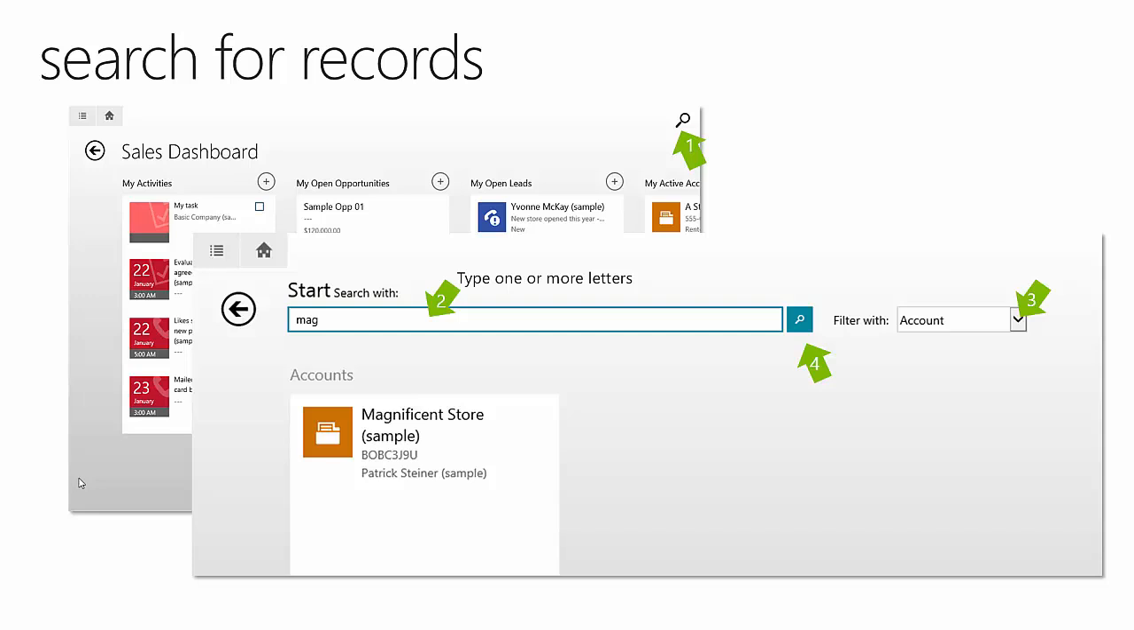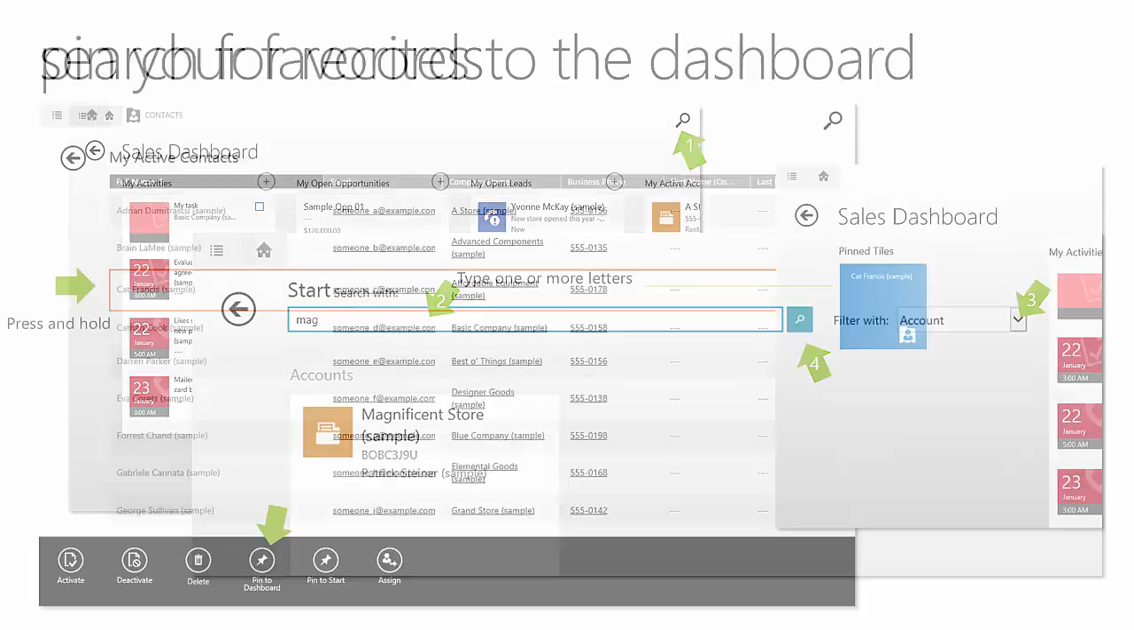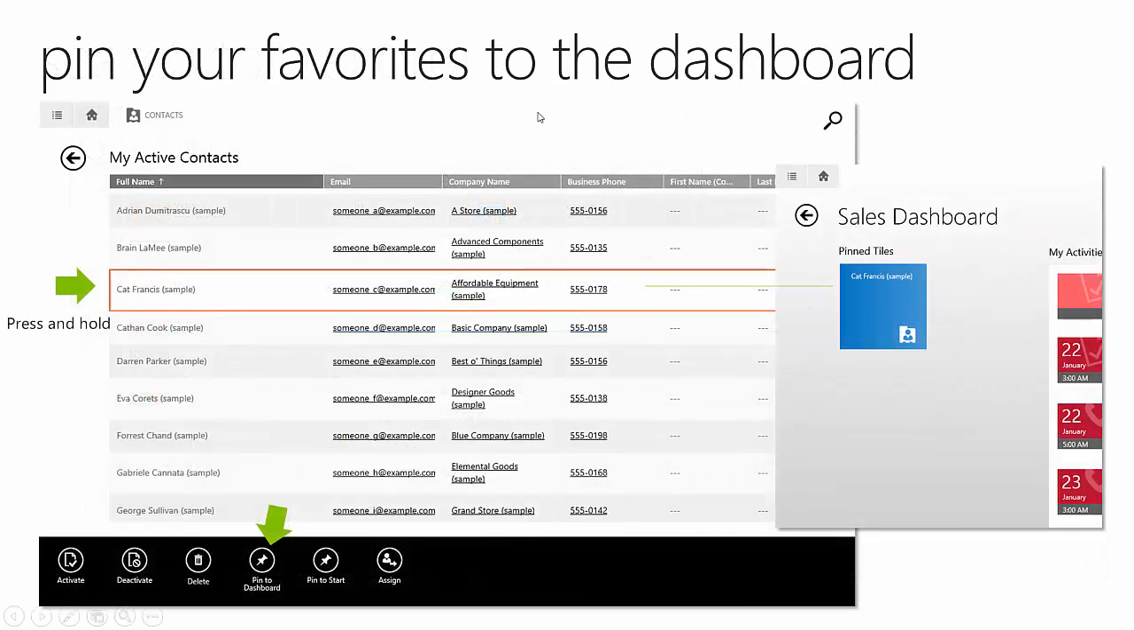Search for records. Searching for records is easy. First, you click the magnifying glass in the top right corner. Next, you type in one or more letters. Then you select a filter. You can filter by record type or select no filter. Finally, you click the magnifying glass again, and that will bring up a list of the records that match your search.